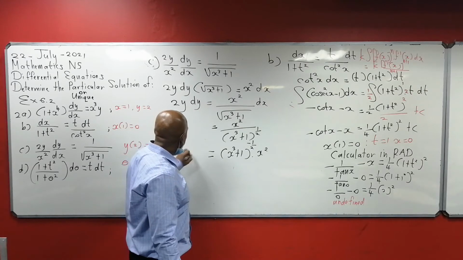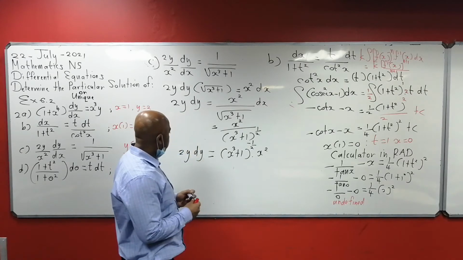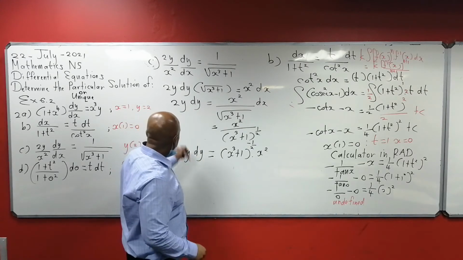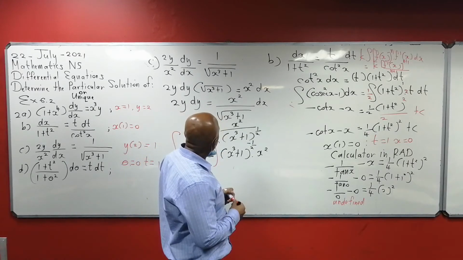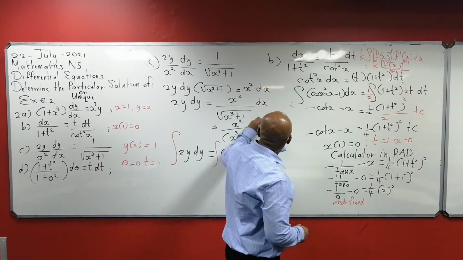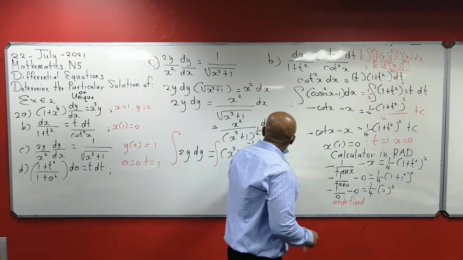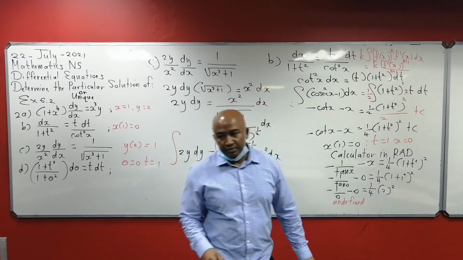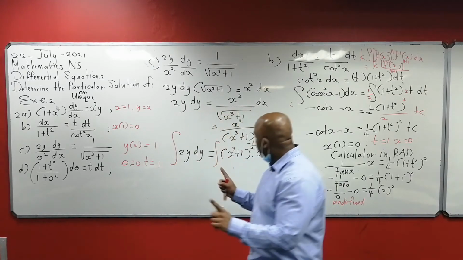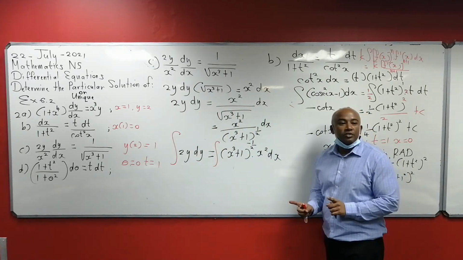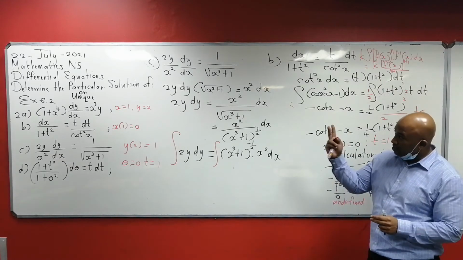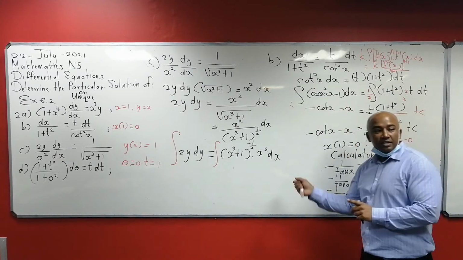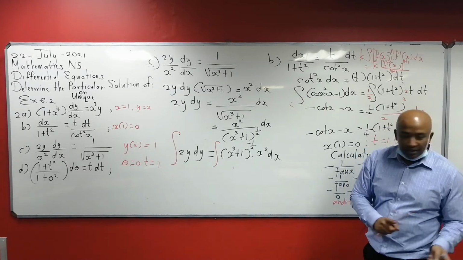Then I got my 2y dy. So let's integrate both sides. What did I forget? I forgot to write down my dx. Alright, so you must recognize. That's why you have to do hundreds of examples in order for you to recognize something in 2 seconds. You just know, okay, this is the division type, that's multiplication.